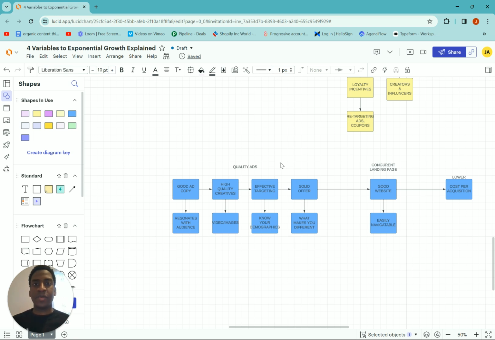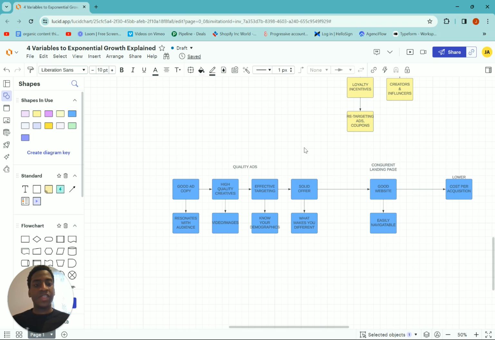Now, you need to also have effective targeting. So you have to know your demographics. You need to know the age range, the interests, the behaviors of people who buy from you. Because if you don't know roughly who buys from you, you can't effectively target your ads unless you're willing to spend lots of ad spend on a broad campaign. And then lastly, you need a solid offer. What makes you different? In the ad, you need to present why you're different to the hundreds and thousands of skincare brands who are also advertising themselves.